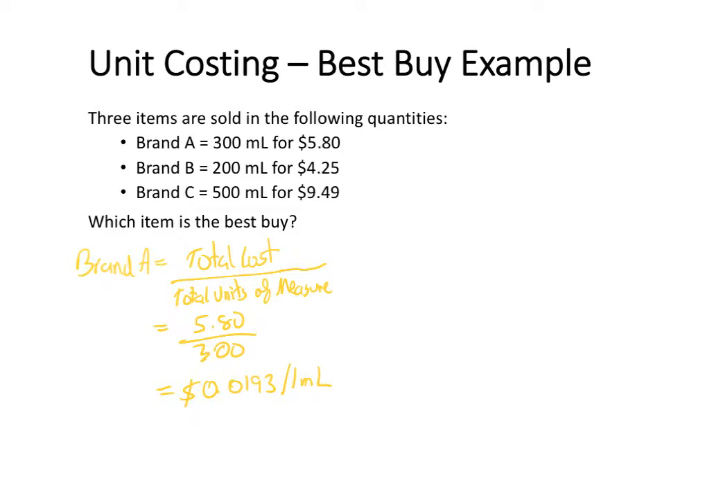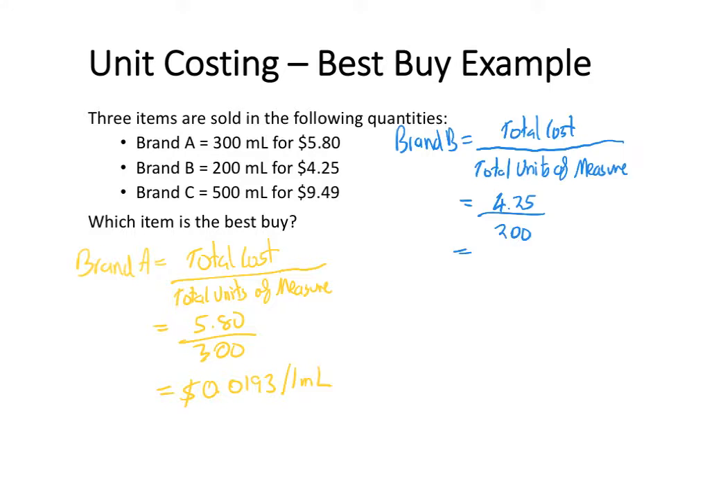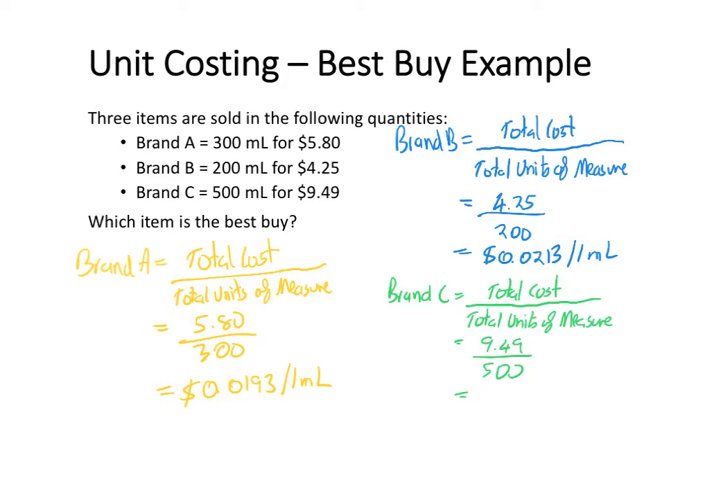And we can complete that calculation for brand B and brand C to determine which one is the better buy. So for brand B, we're going to do $4.25 divided by 200. So the cost per 1 milliliter for brand B is going to be 0.0213 cents per 1 milliliter. And then we'll complete the same calculation for brand C, which is going to be $9.49 divided by 500. So the cost per 1 milliliter for brand C is 0.0190 cents per 1 milliliter.